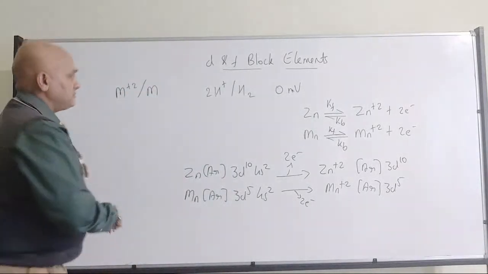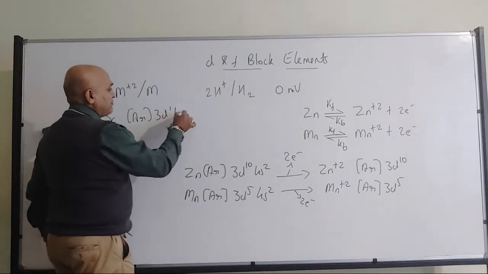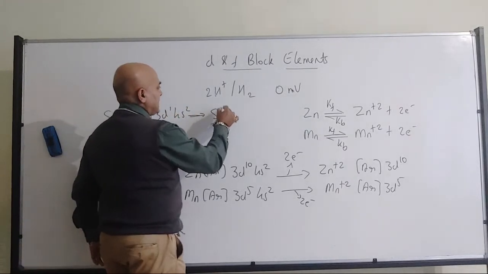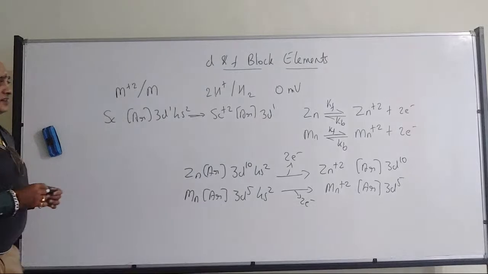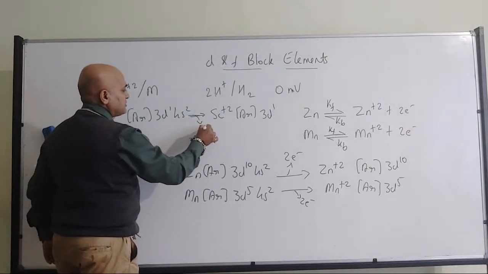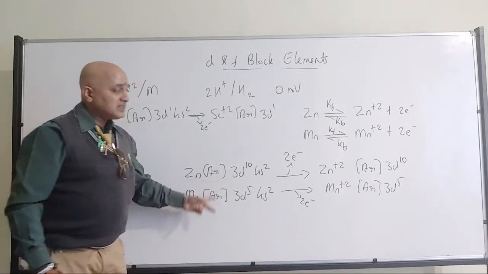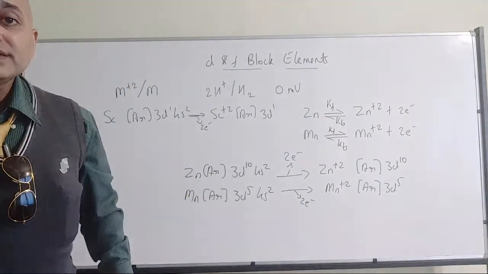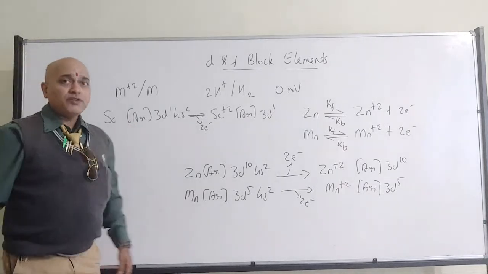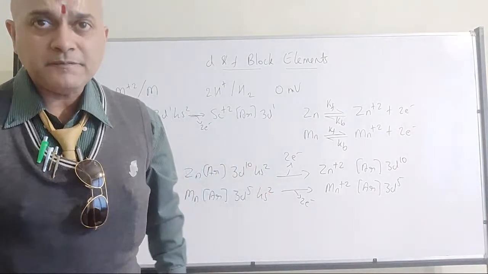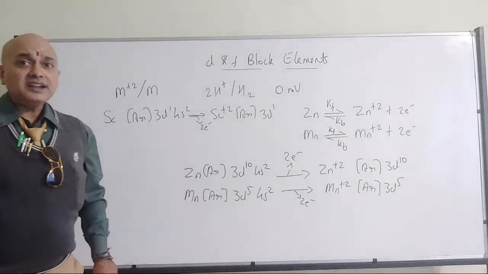But when it comes to scandium, taking the example of scandium, argon 3d1 4s2, it becomes scandium+2, argon 3d1, right? That's what happens if it loses the 2 electrons. So if you observe carefully, these two elements are the ones attaining stability once they lose the electrons. But for the other elements, that does not matter much when I am talking about the M+2/M standard redox potential.